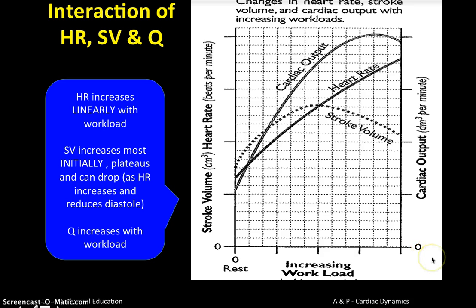Lastly then, a graph really just to try to show you the interaction of all three components. So heart rate increases linearly as you work harder. Stroke volume increases quicker but plateaus, 40 to 60% of max heart rate, plateaus and then can decrease if you're working more maximally. And then cardiac output, of course, goes up to its maximum.